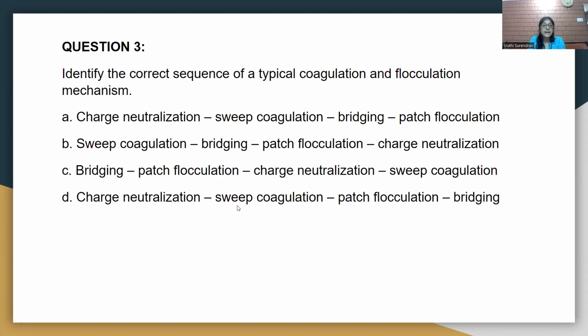The third question: identify the correct sequence of a typical coagulation and flocculation mechanism.